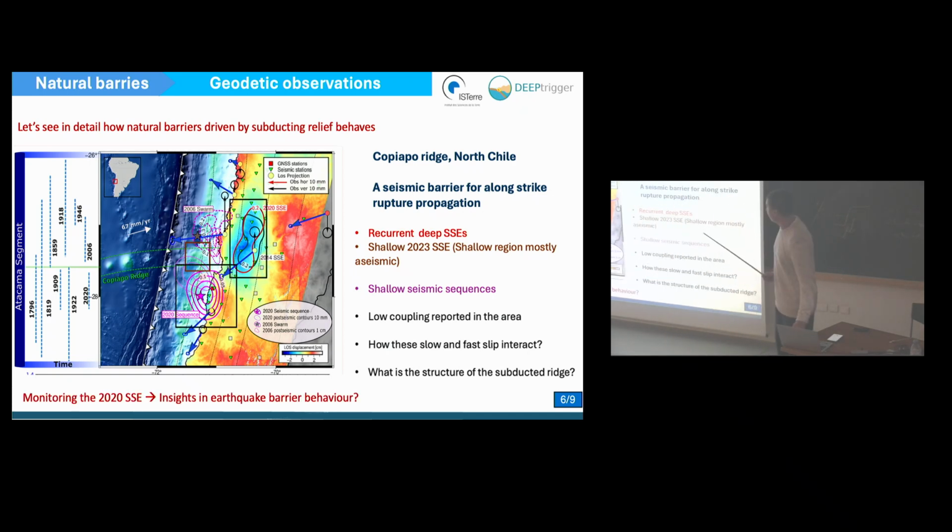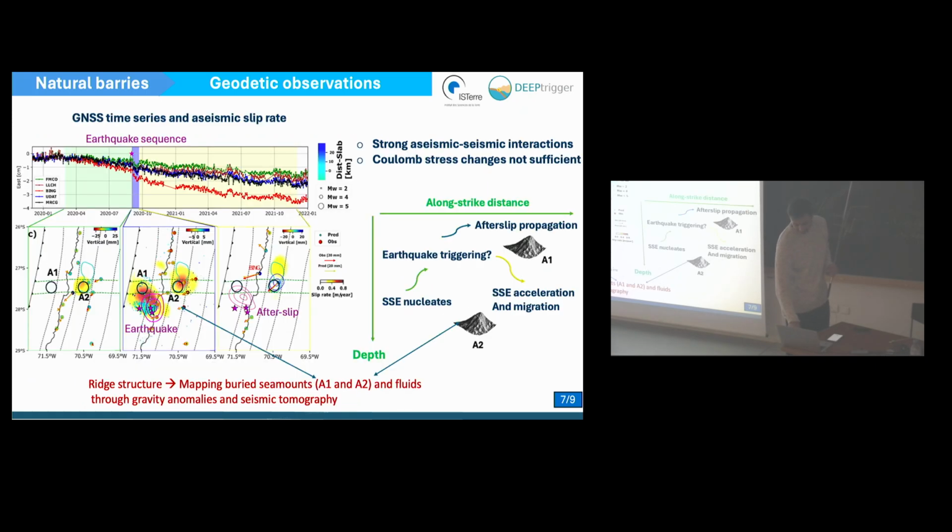But in this talk, I will focus more on these deep slow slip events that you can see here in red, whose ongoing aseismic deformation was interrupted by a shallow earthquake that happened on the near side of the ridge. Okay? So here are the main results, just to emphasize that these seismic barriers are very complex in slip mode.